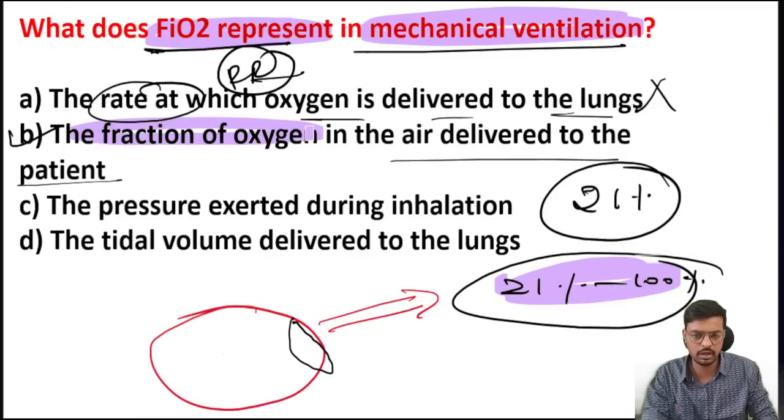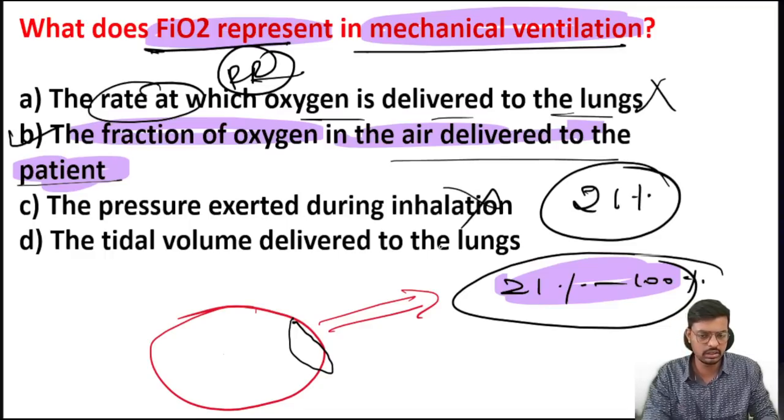The fraction of inspired oxygen means the fraction of oxygen which is there in the total air. So that is what we call the FiO2. Then option B, the pressure exerted during the inhalation, that is not correct. Option D, the tidal volume delivered to the lung, this is also not correct.